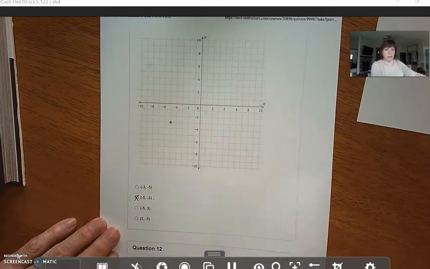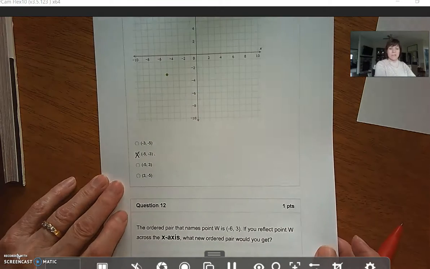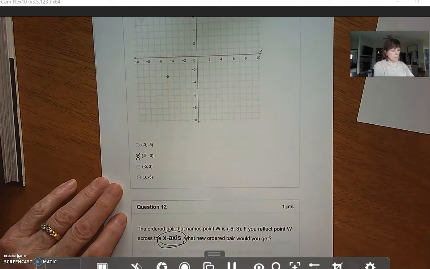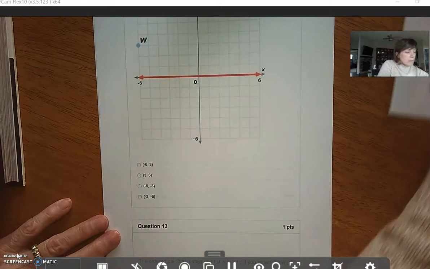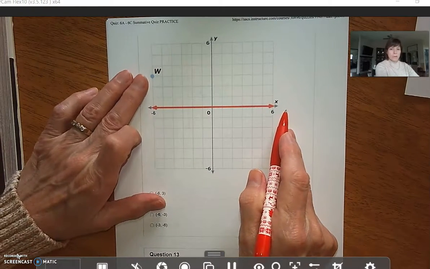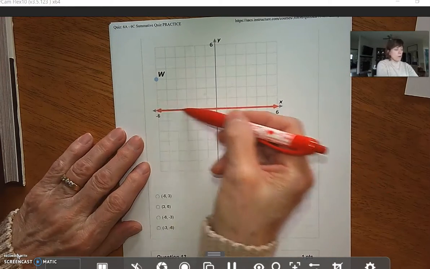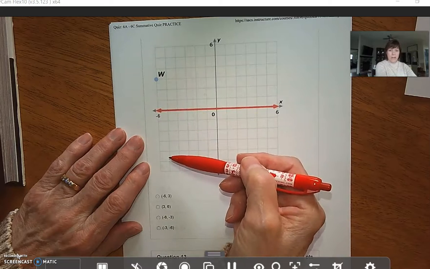Okay. Then number 12 asks us, the ordered pair that names point W is -6, 3. If you reflect W across the x-axis, what new ordered pair would you get? So we want to reflect across the x-axis. This is our x-axis here. And we want to reflect this point across that axis. So what we're saying is, if I would fold right along this line, where would that point fall on the other side of that line?